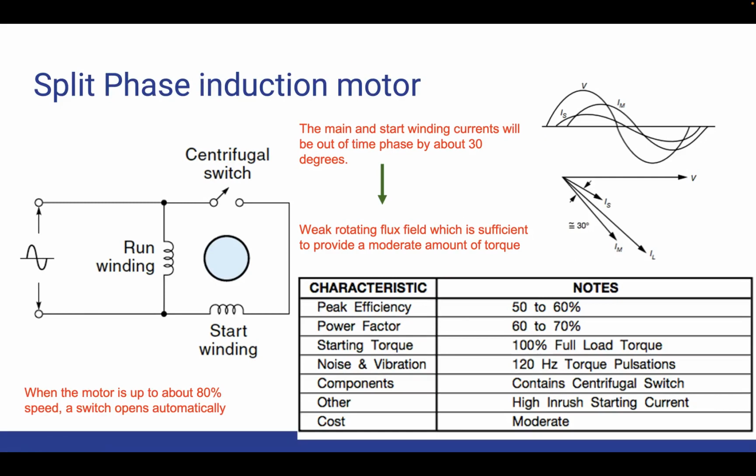Now, here you can see the characteristics of the single phase induction motor, and these are some parameters: peak efficiency, power factor, static torque, noise and vibration, components, and cost characteristics, and corresponding to that these notes are given.